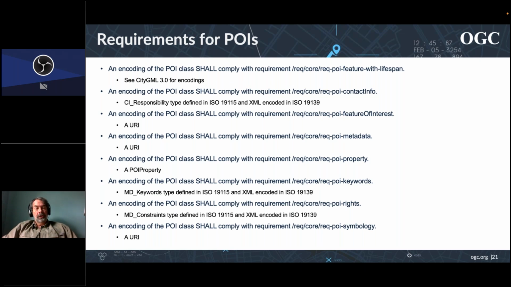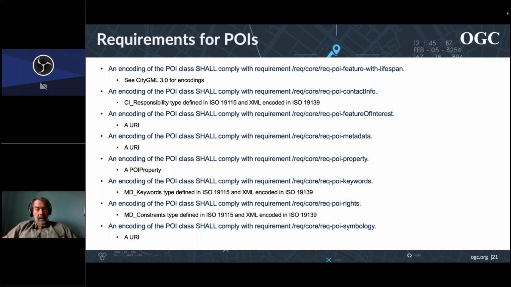So the requirements for a POI, this is kind of walking through the requirements from the conceptual standard, and this is addressing how they're implemented through the GeoJSON encoding. So first of all is the requirement that the POI is a subclass of FeatureOfInterest, and we borrowed the encodings from CDGML 3.0. POI shall comply with requirements for POI contact info. Remember, contact info was a required element of POI. So we borrowed the CI responsibility type, basically we converted the XML encoding in ISO 19139, which is the XML encoding of ISO 19115, into JSON and included it in here.